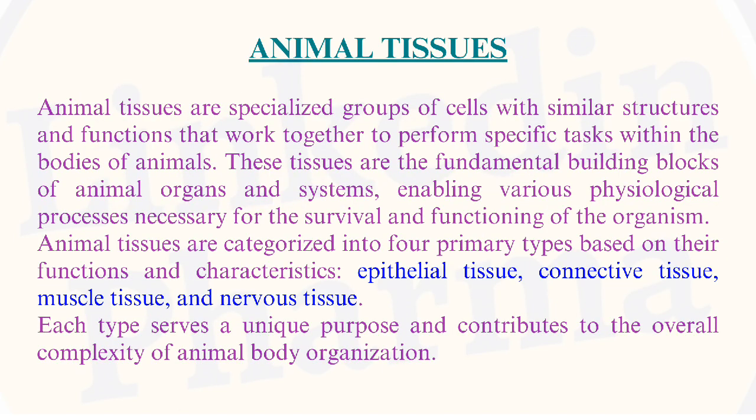Animal tissues. Animal tissues are specialized groups of cells with similar structures and functions that work together to perform specific tasks within the bodies of animals. These tissues are the fundamental building blocks of animal organs and systems, enabling various physiological processes necessary for the survival and functioning of the organism. Animal tissues are categorized into 4 primary types based on their functions and characteristics: epithelial tissue, connective tissue, muscle tissue, and nervous tissue. Each type serves a unique purpose and contributes to the overall complexity of animal body organization.